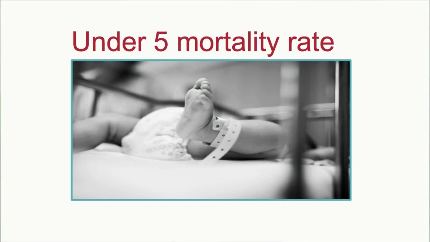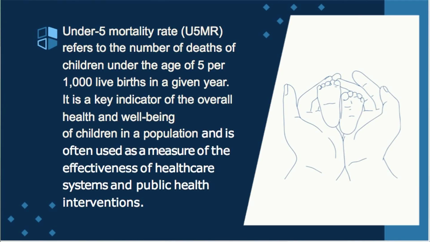Let us now look at the under 5 mortality rate. The under 5 mortality rate refers to the number of deaths of children under the age of 5 per 1000 live births in a given year. It is a key indicator of the overall health and well-being of children in a population and is often used as a measure of the effectiveness of the healthcare system and public health intervention of that particular region.